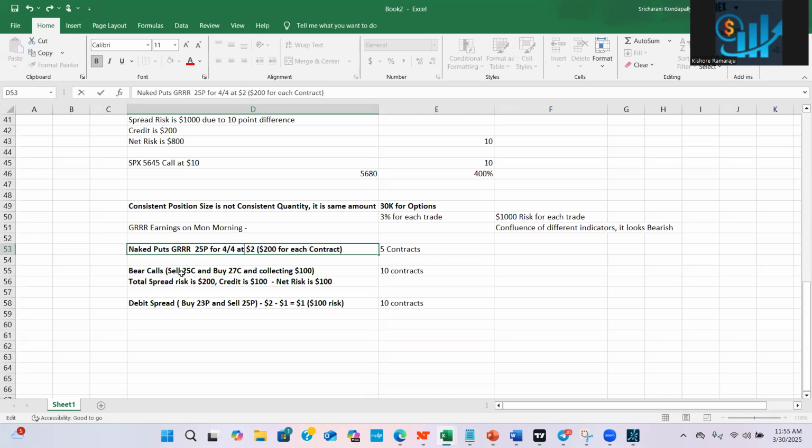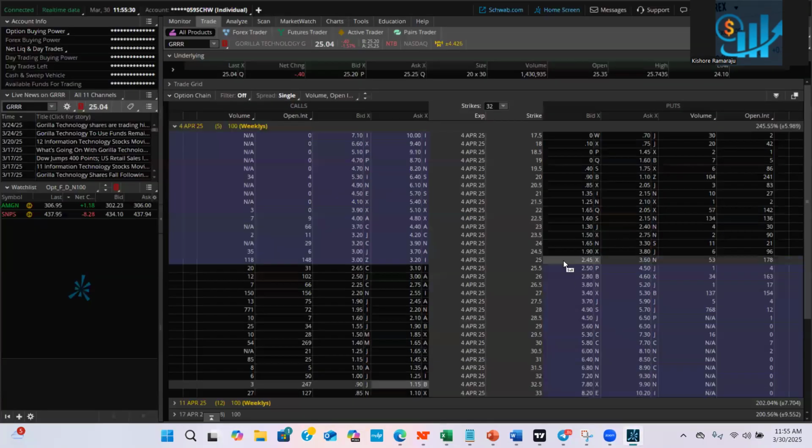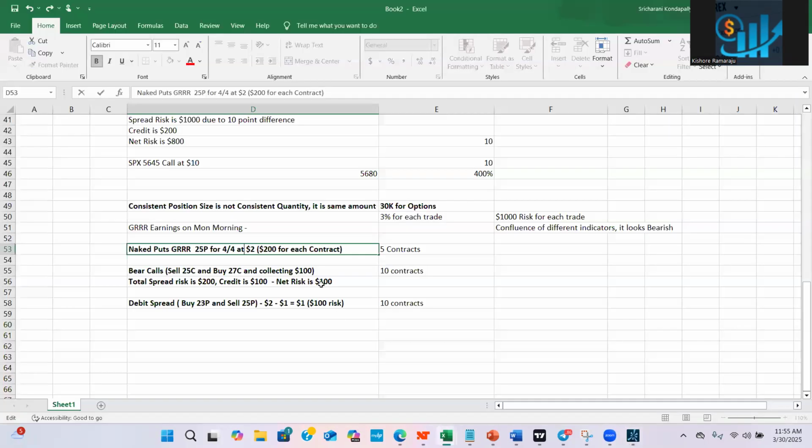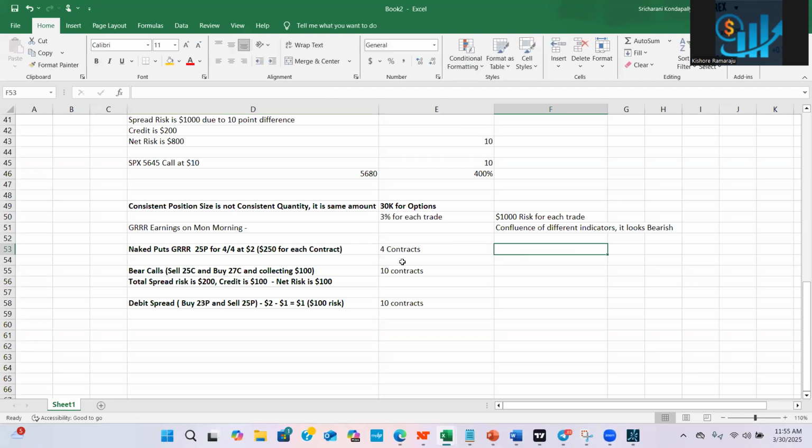For example, let us say the 25 put is approximately $2.5, right? So $2.5 means $250 for each contract, because for one stock it is 2.5, but for 100 stocks it is $250. That means if I want to risk $1,000 for each trade, I can do four contracts. So I have to buy only four contracts.